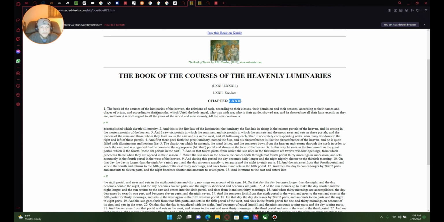Enoch 72. The Book of the Courses of the Luminaries of the Heaven, the relations of each, according to their classes, their dominion, and their seasons, according to their names and places of origin, according to their months, which Uriel, the holy angel, who was with me, who is their guide, showed me. And he showed me all their laws, exactly as they are. Oh, wait. They have to follow laws too, ain't that crazy? And how it's with regard to all the years of the world and unto eternity, till the new creation is accomplished, which dureth till eternity.